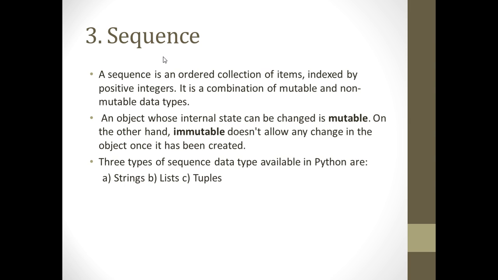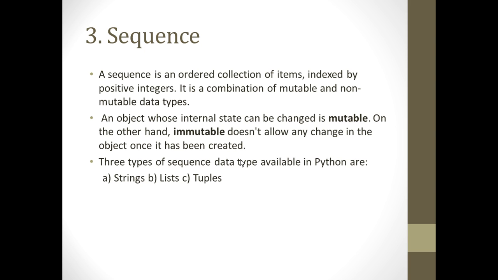The next is sequence. Now, a sequence is nothing but some collection of items. Now, this can include either mutable or immutable data types. Mutable means something which can be changed. So, mutable are all those objects whose internal state can be changed. Whereas immutable doesn't allow any change in the object. I cannot change the object once an immutable object is created.